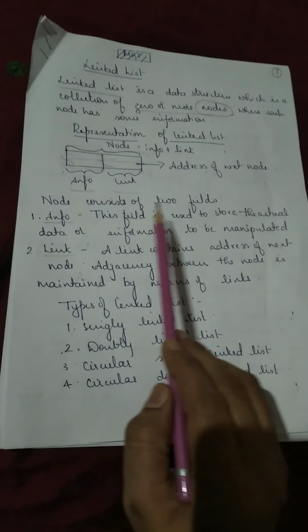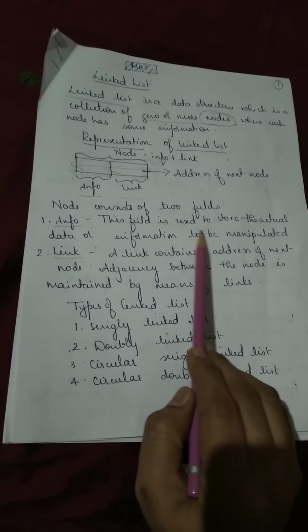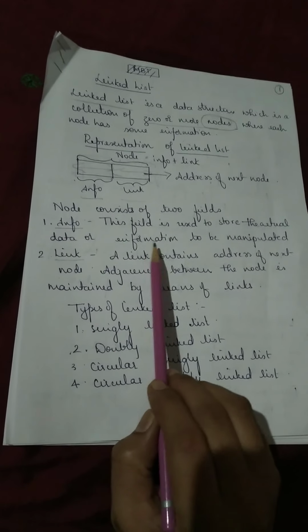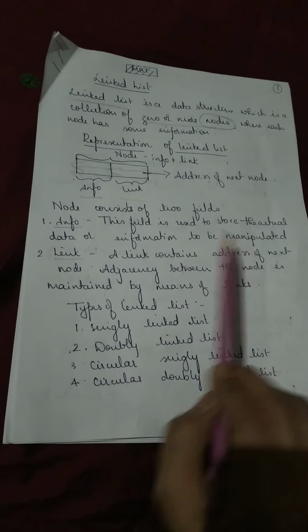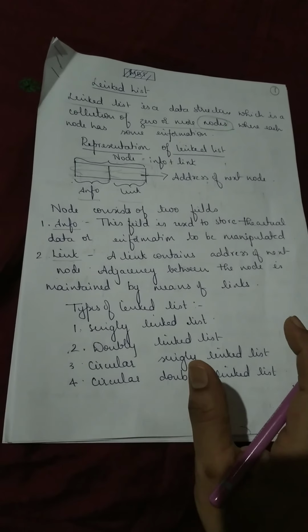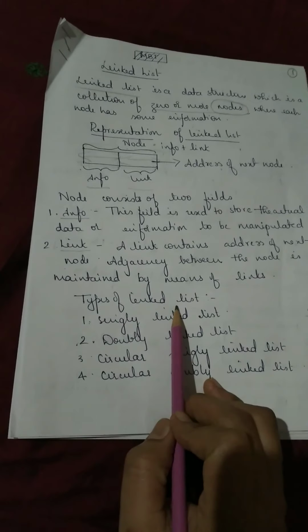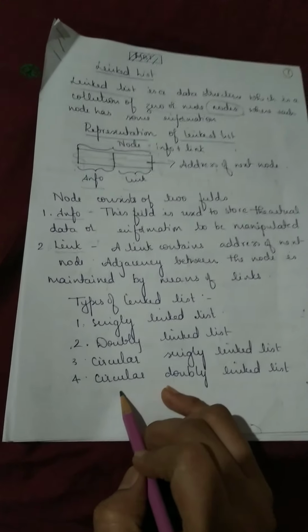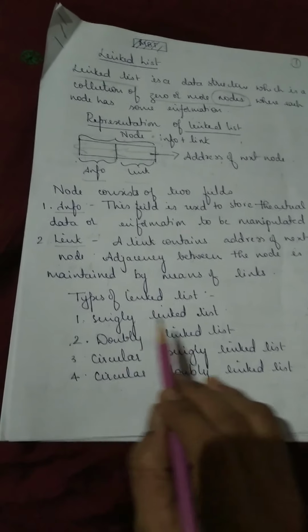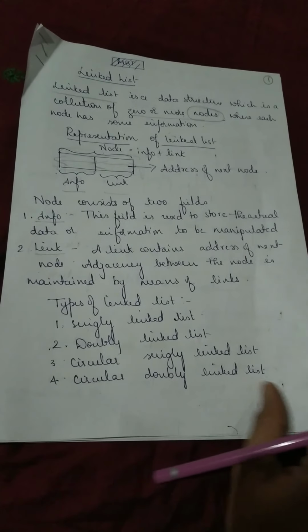Now, a node consists of two fields. As I said, the first field is info. This field is used to store the actual data or information which is to be manipulated. Link will contain the address of the next node, so it will maintain the adjacency between the nodes. Okay. Now next we'll see the types of linked list. There are 4 different types: singly linked list, doubly linked list, circular singly linked list, and circular doubly linked list.